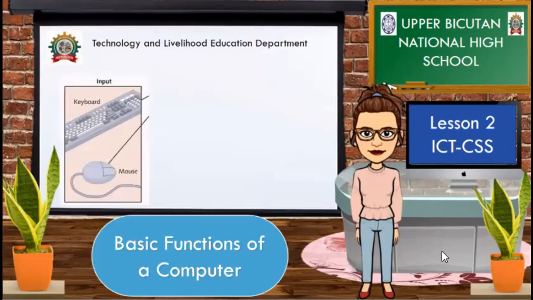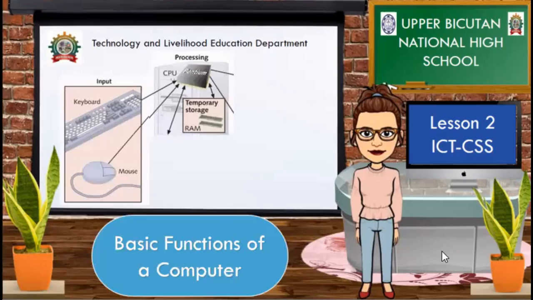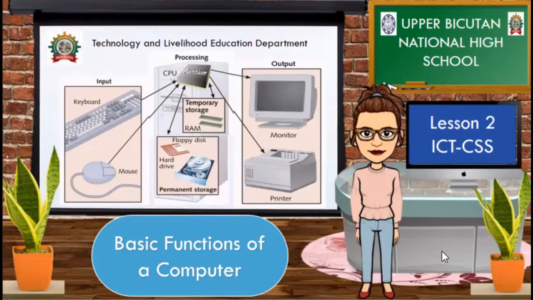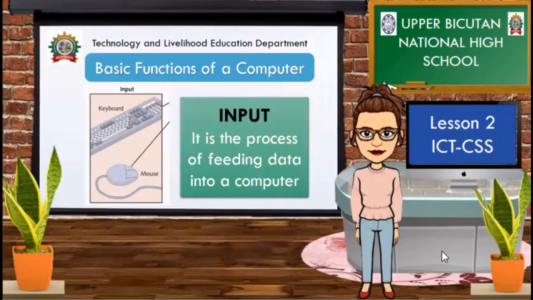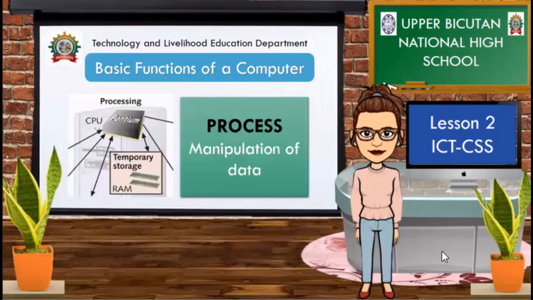Number 1, we have the input. Next, process. Third one, storage. And last one, we have the output. Again, we have 4 basic functions of a computer system. Number 1, input. Input has something to do with the process of feeding data into the computer. Next one, we have the process. Process is the manipulation of data entered into our computer.